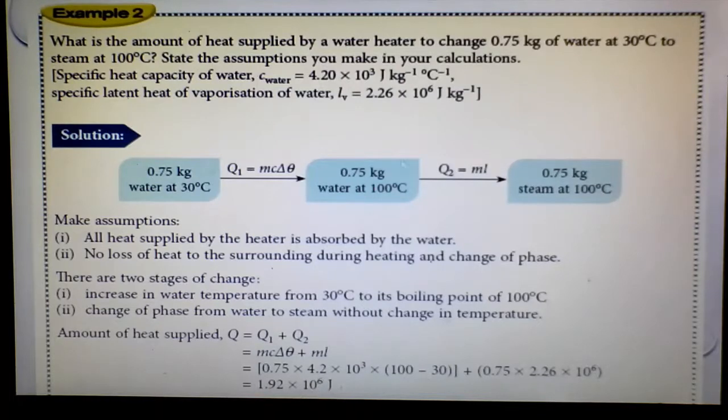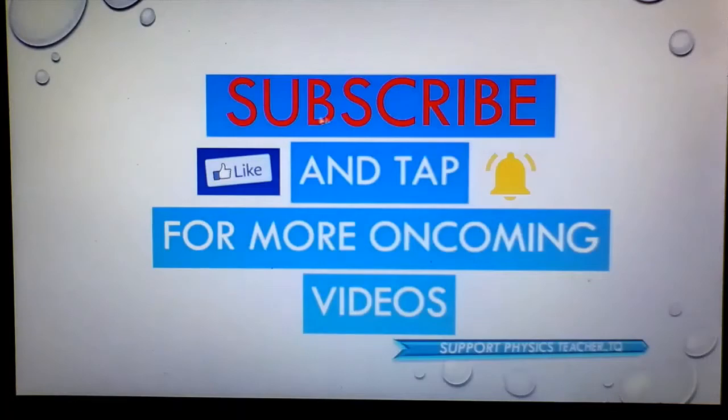So normally in calculation problems, they combine heat capacity and latent heat. So you must be able to differentiate between heat capacity and latent heat. Just remember that for heat capacity, there must be a change in temperature, no change in phase. But for latent heat, there's no change in temperature, but there is a change in phase. Okay. So that's all for this topic.